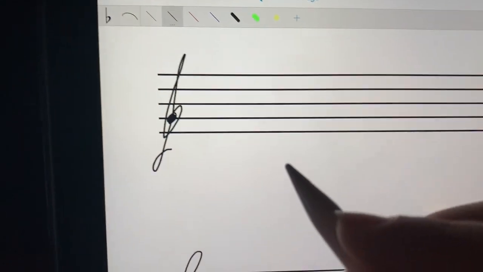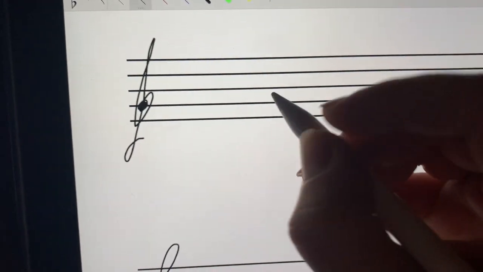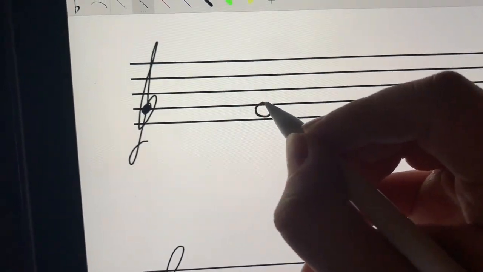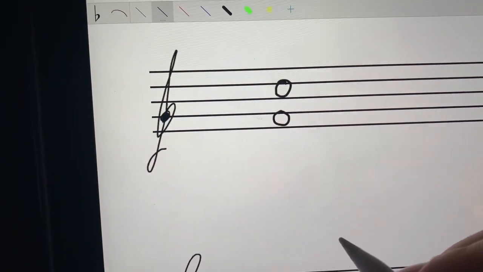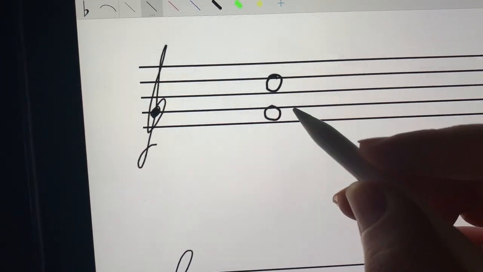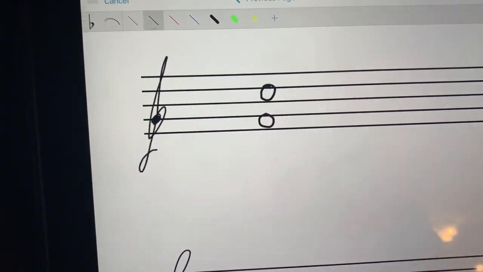So guys, intervals in music are used to describe the distance between two notes, okay? So if I have an F and I have a C there, the interval would be describing how big of a gap it is from the F to the C, okay?